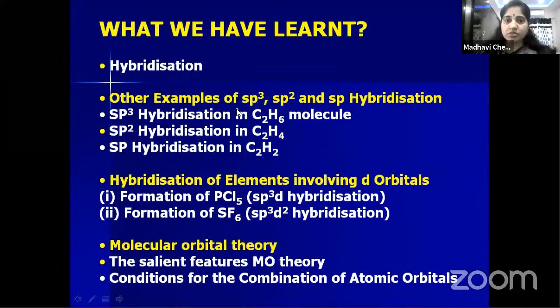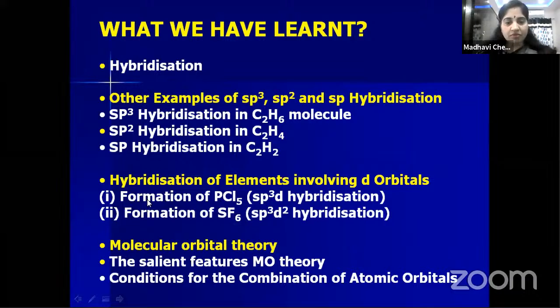In that, many examples also we have discussed in the previous session. In this session also we have covered some more examples. C2H6 ethane molecule, SP3 hybridization, and C2H4 ethene molecule, SP2 hybridization, C2H2 ethyne, SP hybridization. In C2H6, all are single bonds, all are sigma bonds, whereas in case of C2H4, one pi bond is formed, and in case of C2H2, two pi bonds will form. Right, children? So we have discussed today.